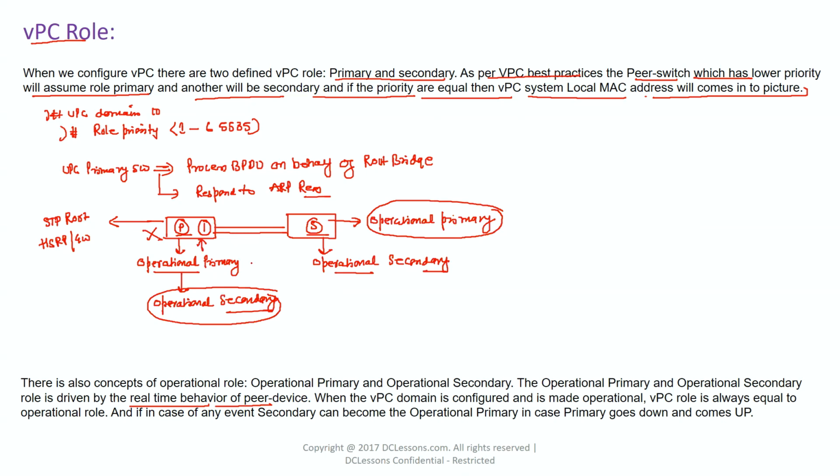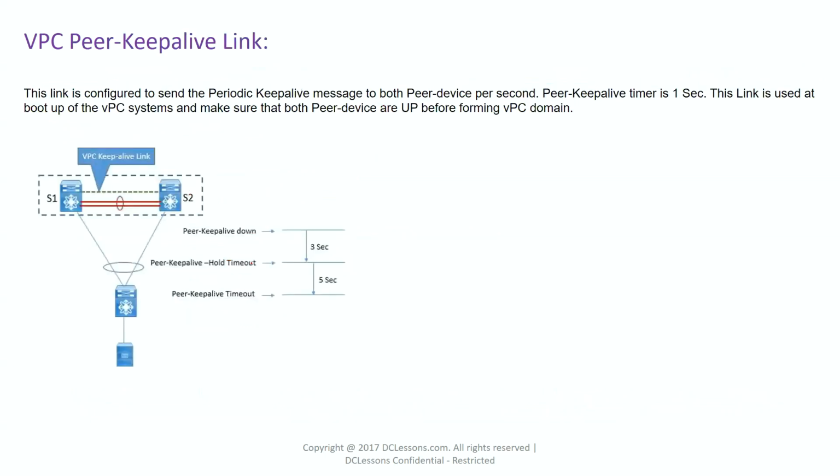what you will do is configure a role priority with a lower value than the other peer device. Second, after doing the configuration, you have to bounce the peer link, I mean shut and no shut, to force the changes. If you do these two steps, your primary will be operational primary and your secondary will be operational secondary.